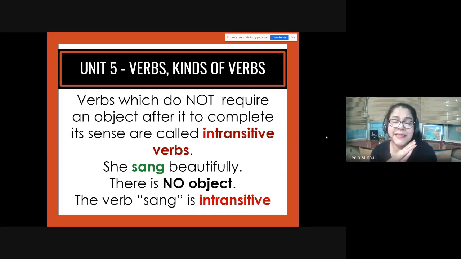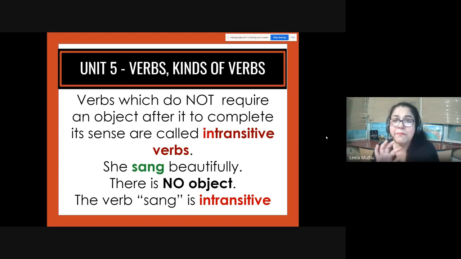Now, for example, let's look at that. I have lots of examples for intransitive verbs. She sang beautifully. Now she is the doer of the action. The verb or the action that she does is sang. She sang what? Is there an object that is a noun or a pronoun in the sentence? No, not really. She sang whom? Not at all. So, as you can see, after the verb sang, if you ask the question what or whom, there is absolutely no noun or pronoun that completes its sense.